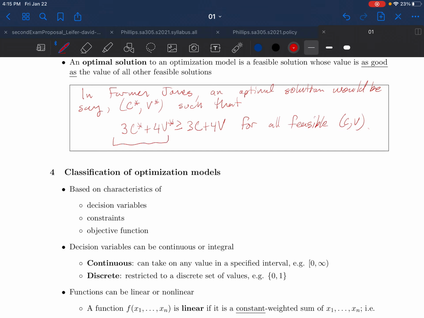Also, please note that we have to be very careful when we talk about the value of C star V star, and that which is a solution. Differentiate in your mind between the solution to an optimization model and the value of the solution. So we classify based on characteristics of the decision variables, constraints, and the objective function.